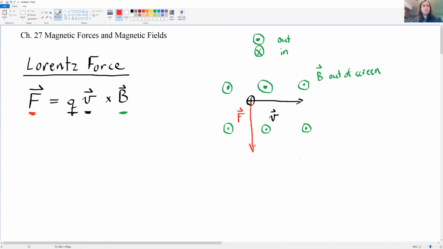The next thing that you might be interested in is, instead of having a vector expression like this, just the magnitude of the force. How can we get the magnitude of this force? Well, we start by taking the magnitude of both sides of the equation.